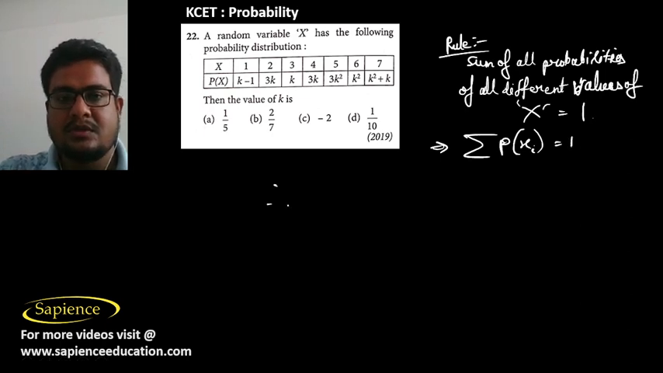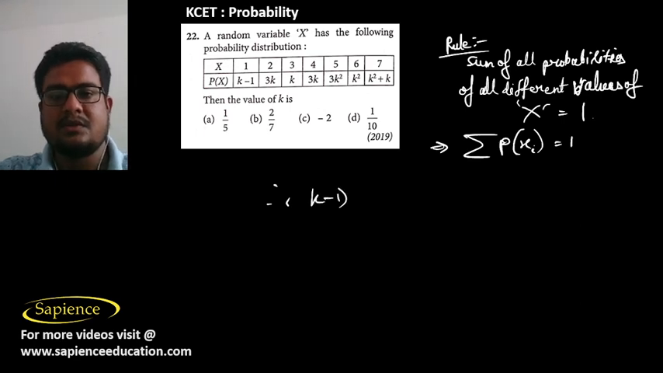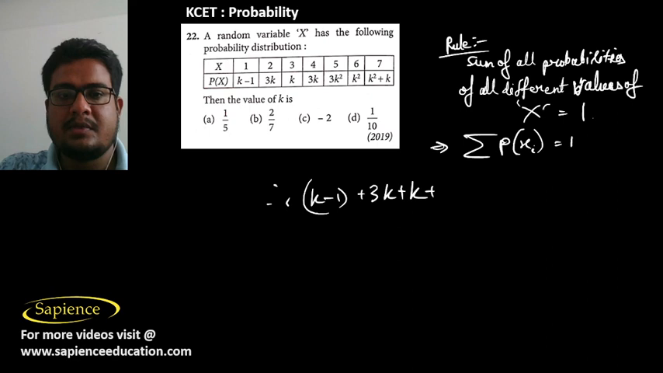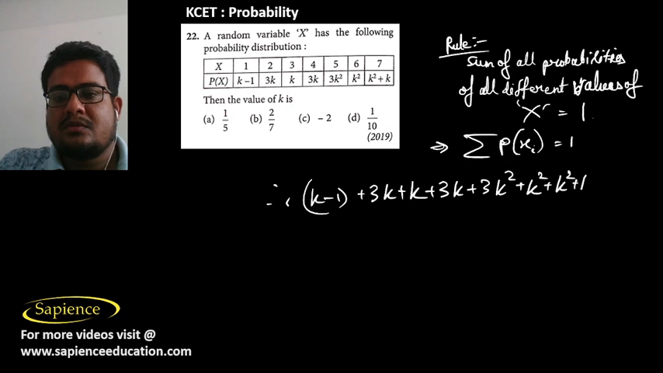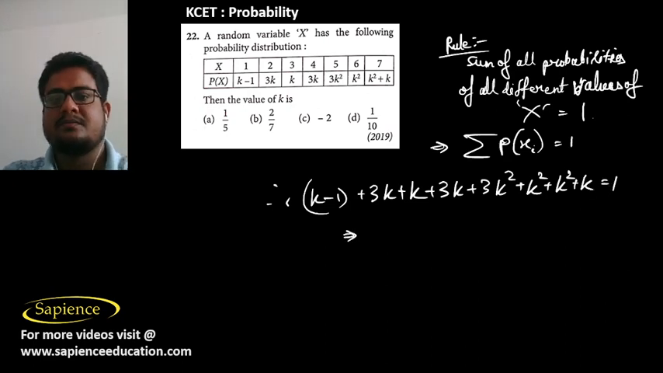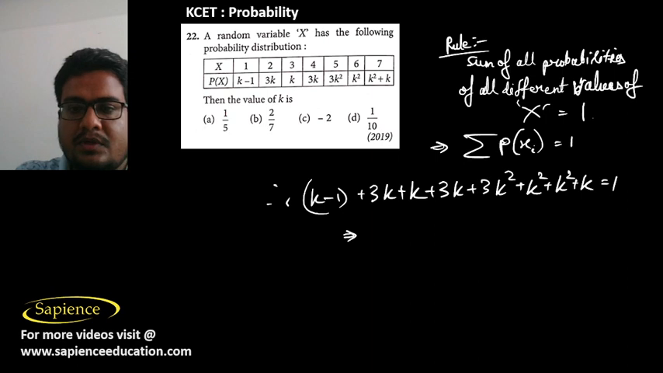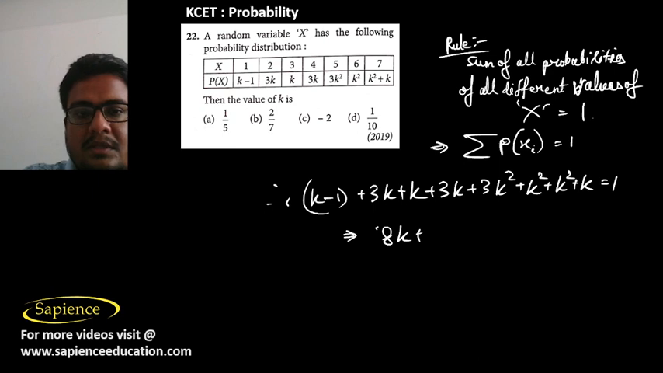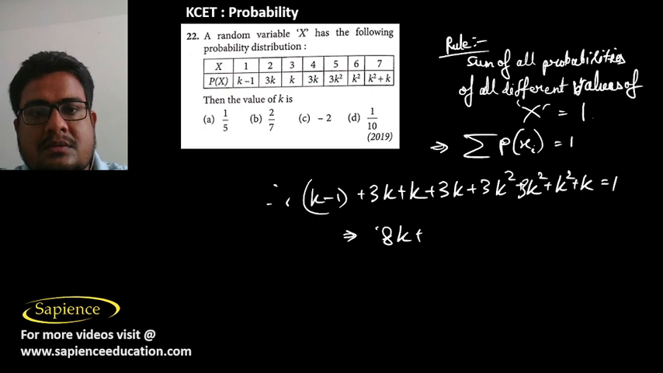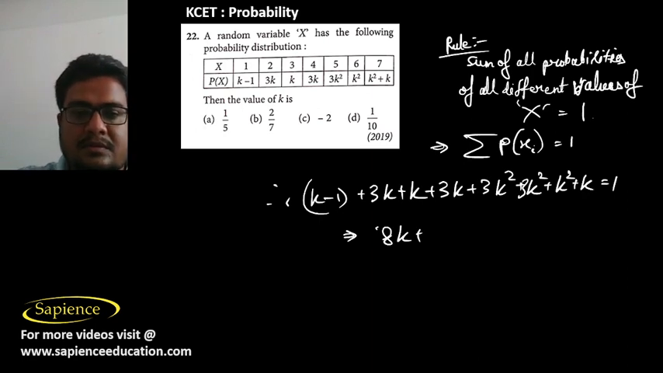Therefore, the sum of all the probabilities means k minus 1 plus 3k plus k plus 3k plus 3k square plus k square plus k square plus k, that should be equal to 1. So therefore, if you add them, then we will get 3k plus 3k plus 4k plus 7k, so 8k plus 3k square plus 3k square. Sorry, here there is something wrong.